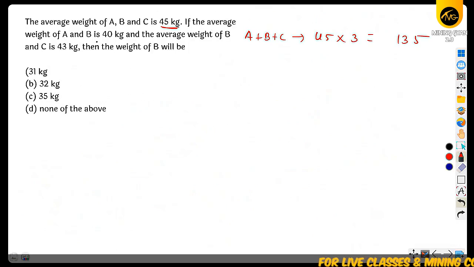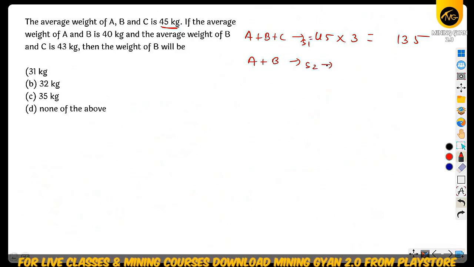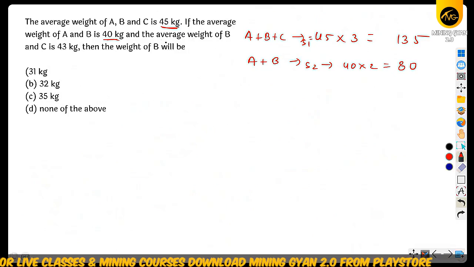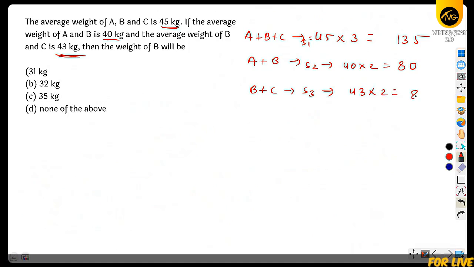Now the average weight of A and B. So suppose this is S1 and S2. So 40 kg into 2, so 40 into 2, 80 kg. Now the last one is the average weight of B and C. So B and C, it's S3. Now the average weight is 43. So 43 into 2, 86.